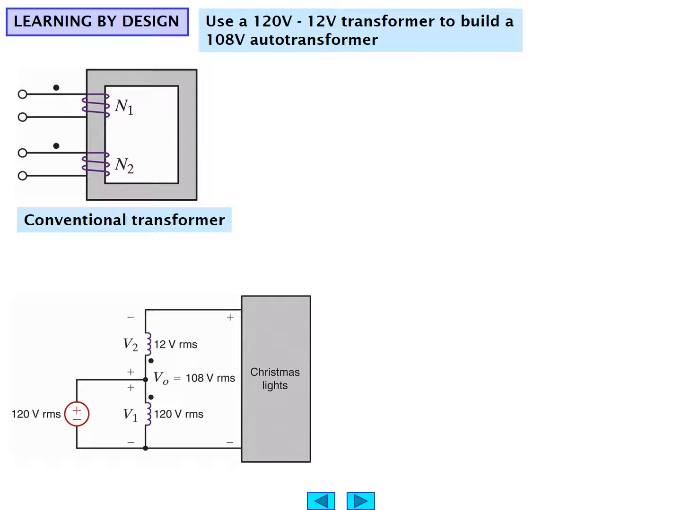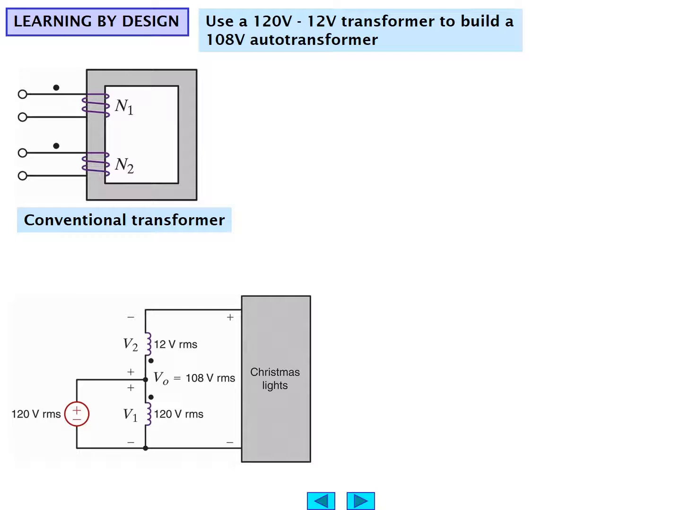In this learn by design problem, we're going to use a 120 volt to 12 volt transformer to build what's called a 108 volt auto transformer. And we'll describe what that is when we consider it. So a conventional transformer has two windings, N1 and N2, on a common core, and the core is there to link the flux flowing in one circuit with the output in the second circuit. We can then, though, hook up this particular circuit this way.